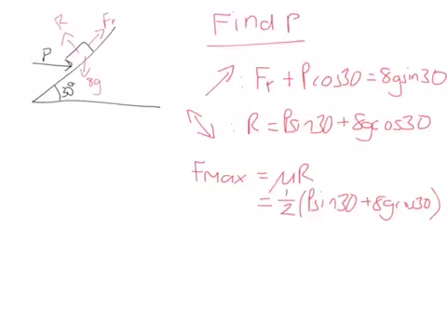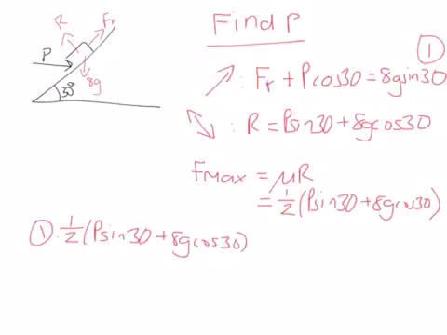We can now then put that back in to our equation up here. So we call this equation 1. Then equation 1 is going to become a half of P sine 30 plus 8g cosine 30, plus P cosine 30 equals 8g sine 30. Once we've got that, then we want to start expanding all of this out to actually find what P is, and then we will have our answer.